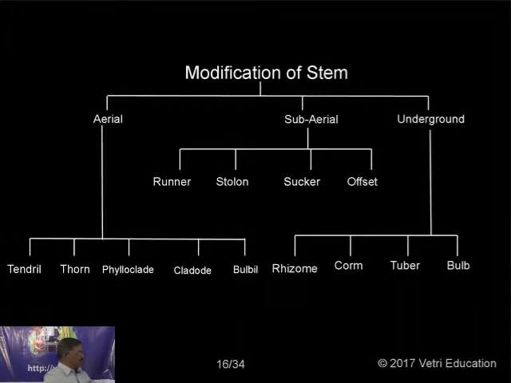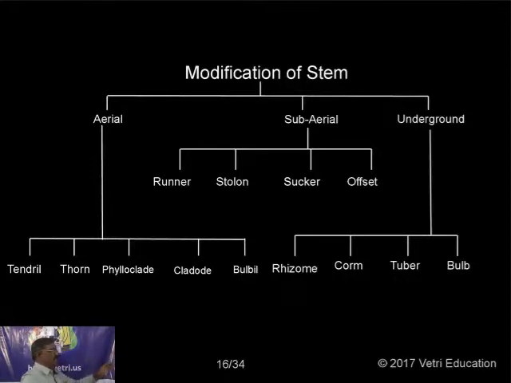There you can find some stems, parts of the stems, modified into tendrils. They may be modified into what are called hooks or thorns, and they may be modified into leaf-like structures to carry out photosynthesis. And cladode is the modification restricted to an internode, we will learn later, and bulbils or vegetative buds, they are modified. The second one, subaerial modification.